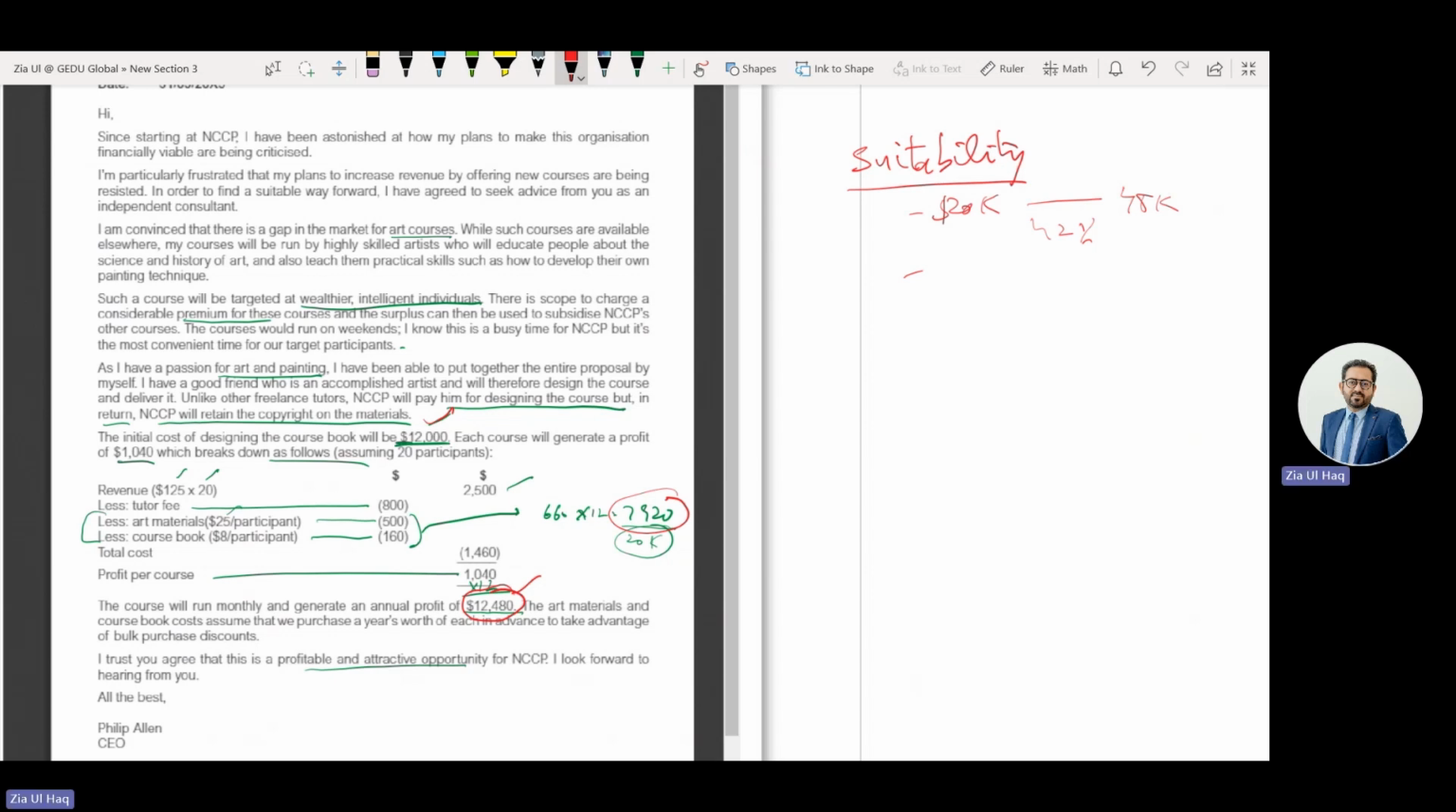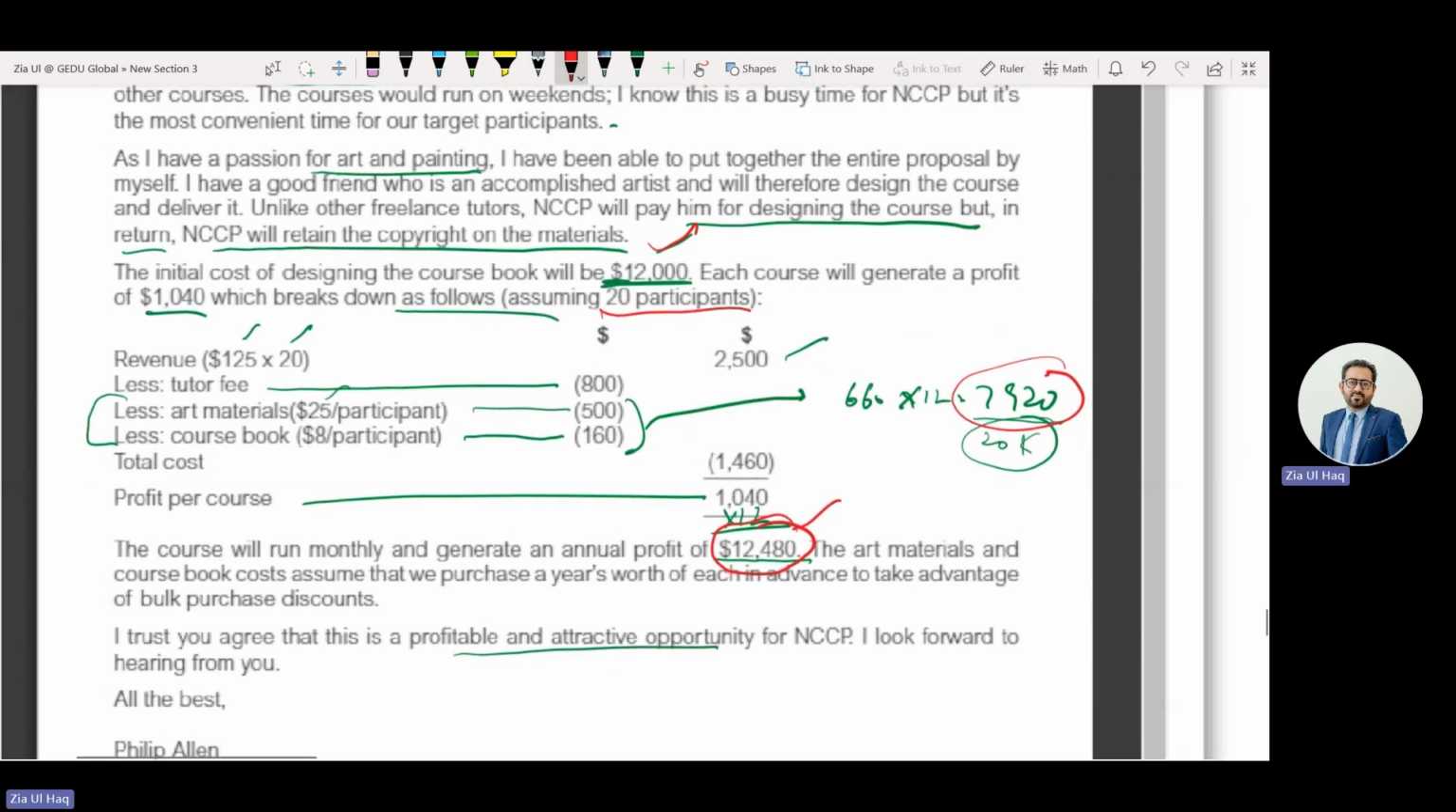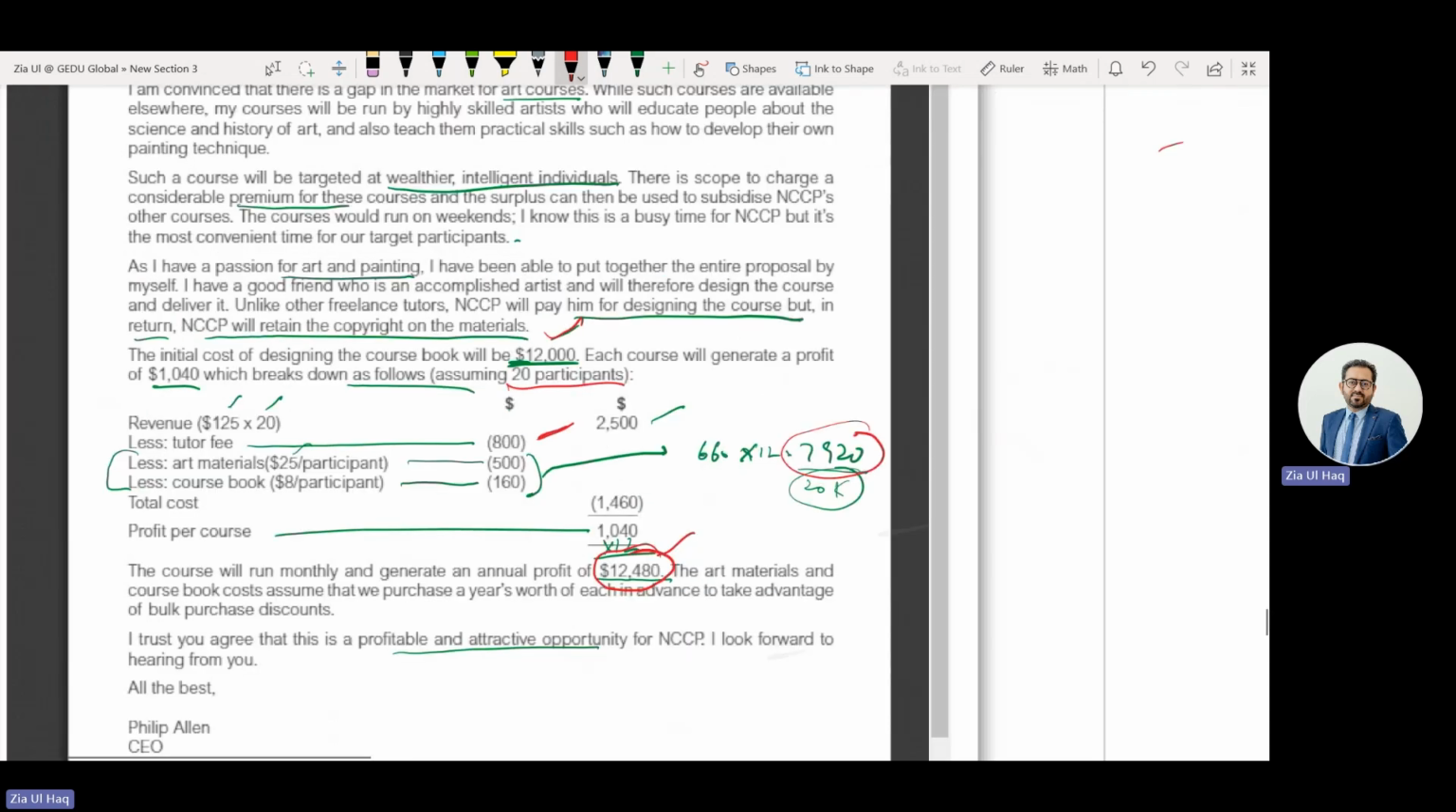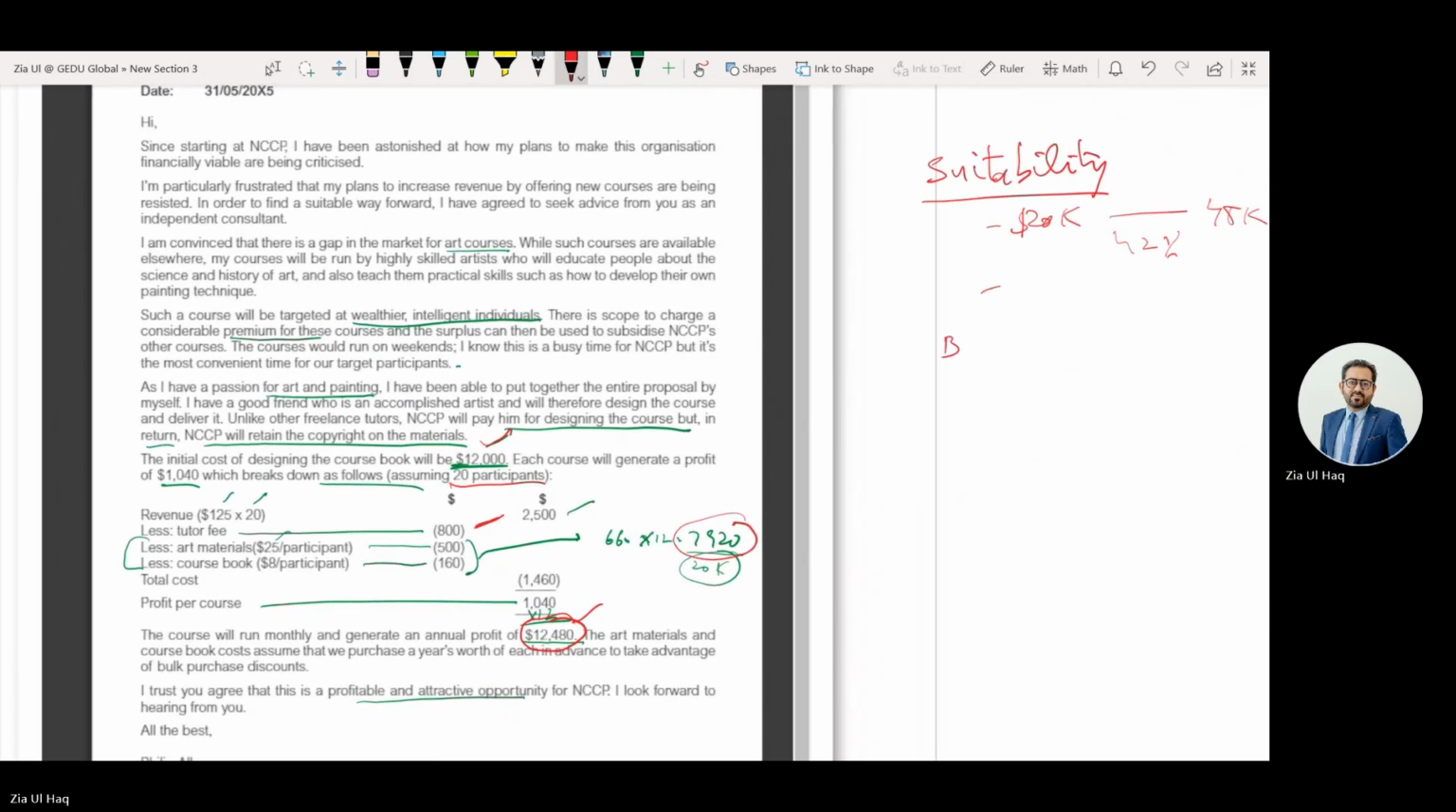And this calculation is performed on 20 participants. Can we calculate break-even units from this calculation? If you see, your tutor fee is fixed, which you need to pay. Whether you have 2 participants, 20, or 5, you need to pay the tutors. So this is a fixed cost. How can we calculate break even? Fixed cost divided by contribution per unit.